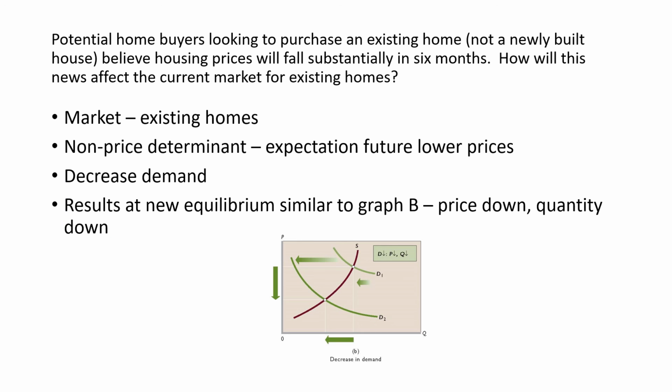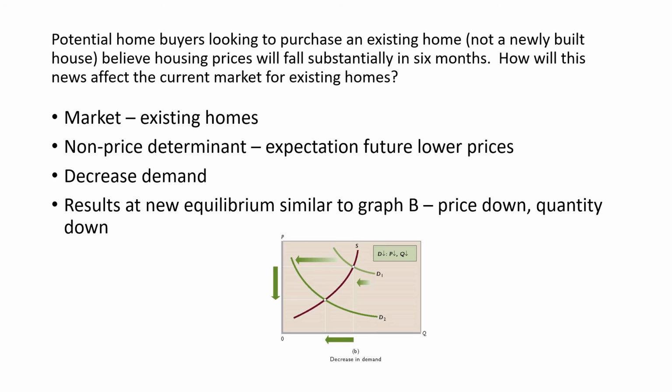And now our last market scenario. Potential home buyers looking to purchase an existing home, so not a newly built home, existing homes, believe that housing prices will fall substantially in 6 months. How will this news affect the current market for existing homes? Remember, both demand and supply are schedules of the various amounts of a good or service that buyers are willing and able to purchase or sellers are willing and able to make available for sale. Series of prices, specified amount of time.